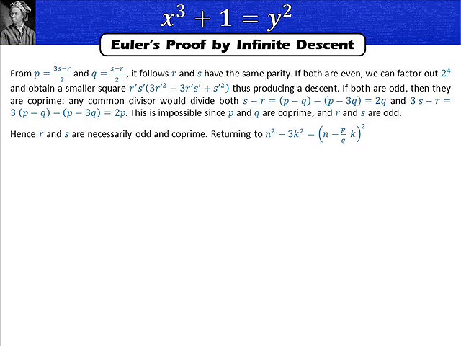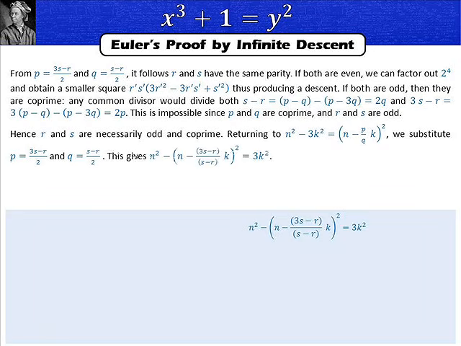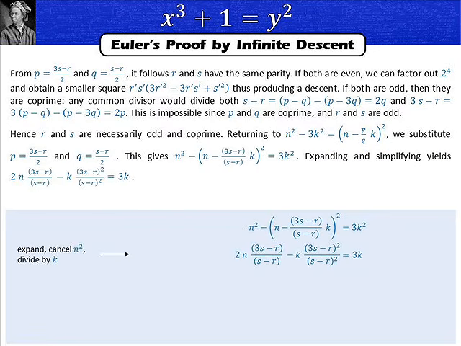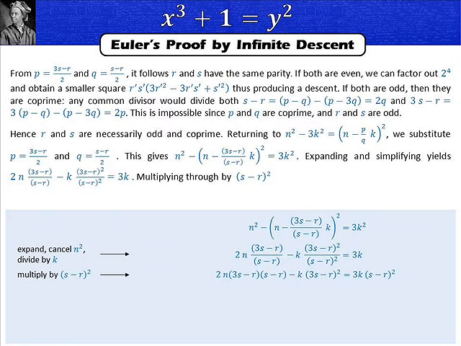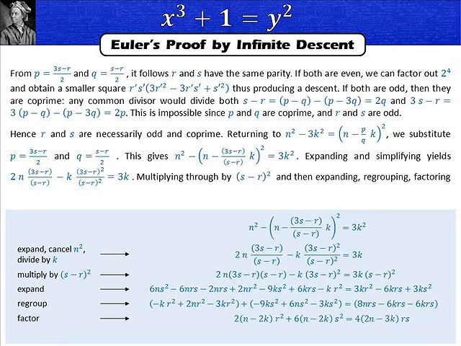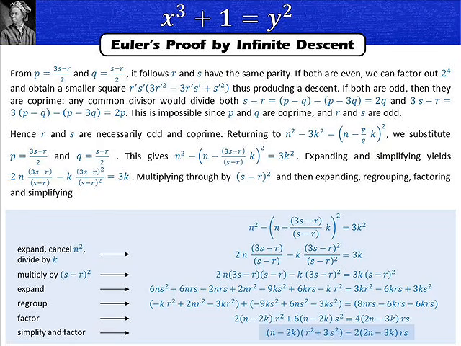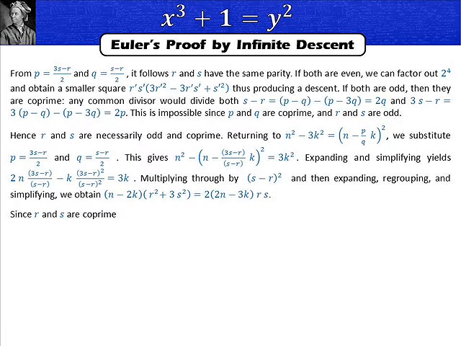Returning to this previous equation, we substitute p and q, yielding this other expression. We then expand and cancel n squared, and then divide through by k. Then multiply by the square of s minus r, expand, regroup, factor, simplify, and factor again, obtaining (n minus 2k) times (r squared plus 3s squared) equals 2 times (2n minus 3k) times rs. Since r and s are coprime, it follows that s divides n minus 2k.